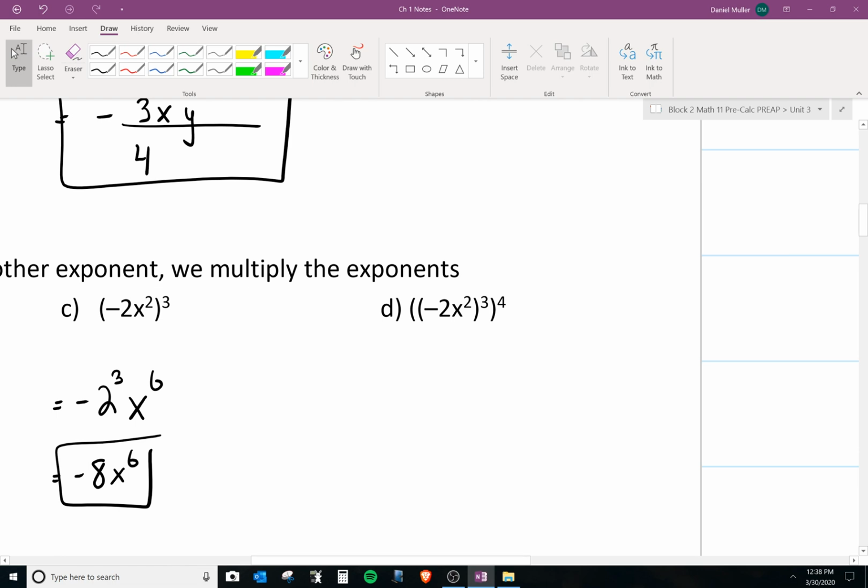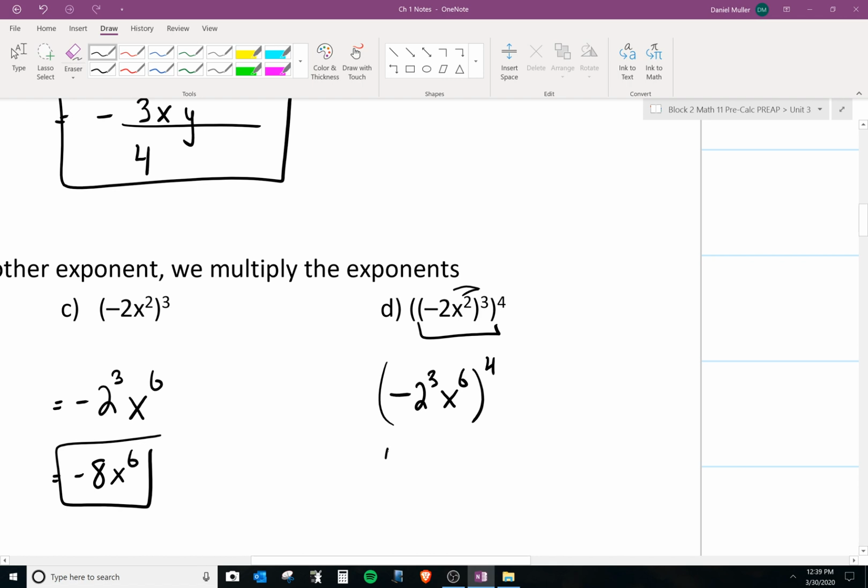Something like this, we have a power to a power to a power. So we're going to work on the inside stuff first. I'm going to bring this 3 into everything. So there's 3 negatives, meaning I'm going to have a negative. And there's going to be a 3 as an exponent there, so I'm going to have a 2 cubed. And then x squared to the power of 3, it's the power to a power, so you multiply. 2 times 3 is 6. And all of that to the power of 4.